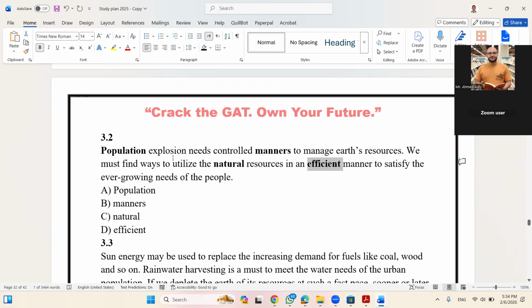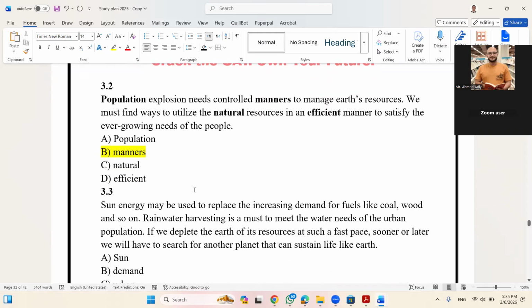Replace it. Population explosion needs controlled manners to manage Earth's resources. So which word can replace manners? Management. Controlled management or measures. So it's okay, good. Manners here is about behavior. It's not about the actions and decisions that we take to solve a problem. So population explosion needs controlled measures to manage Earth's resources. We can say controlled decisions. We need procedures, procedures or measures.